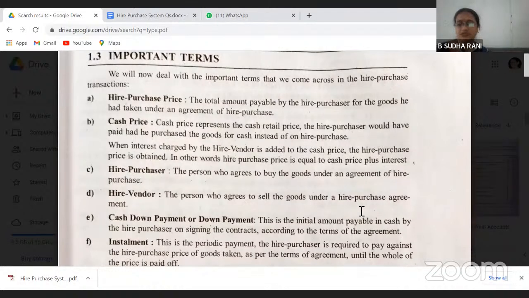Okay, no interest. Say, for example, the value of the asset is 1 lakh, the total amount payable by the hire purchaser, that is the buyer, is 1 lakh. That is the hire purchase price. But the actual cost of the asset is only 80,000. That is called the cash price. The difference is the interest. The buyer is said to be the hire purchaser. The seller is said to be the hire vendor.